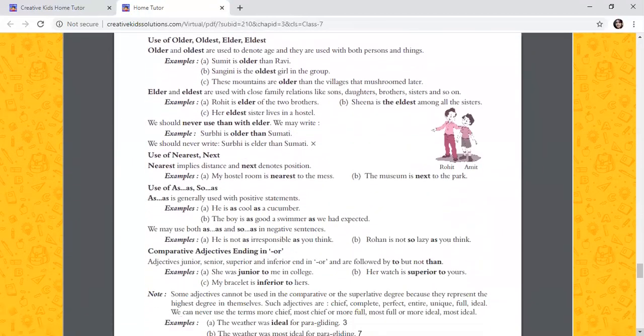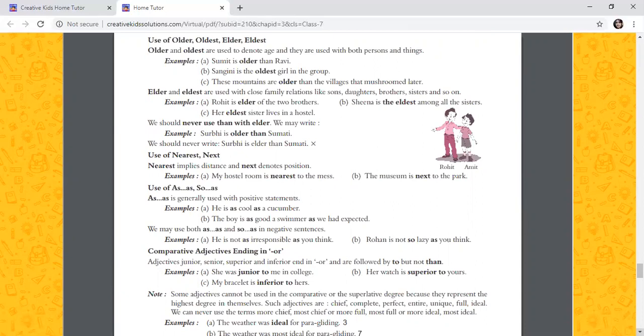Use of older, oldest, elder, eldest. Old, older, and oldest are used to denote age. Remember, older and oldest are used to denote age. But elder and eldest are used with close relationships. We should never use than with elder. We may write that Subhi is older than Sumati.